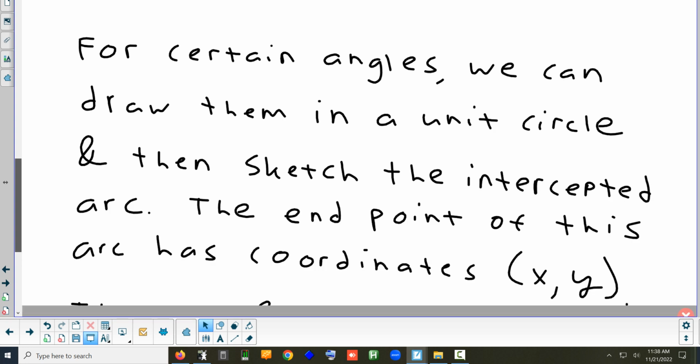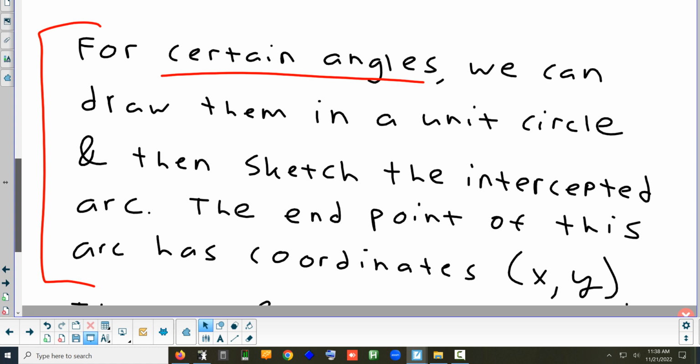So this is summarizing exactly what I just said. For certain angles, and by certain I mean multiples of 30 or 45, technically we can do the 15s. You might be like, wait, there's no 15, 75, 90 triangle. There isn't, but there's a way to do it when we learn something else later on. So for now, 30 and 45. And I mean all the 30s and 45s: 135, 225, 315, all multiples of 45. You can sketch that angle in a circle.